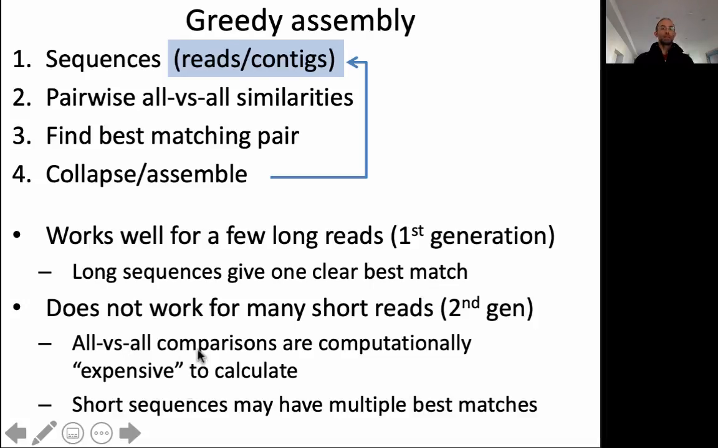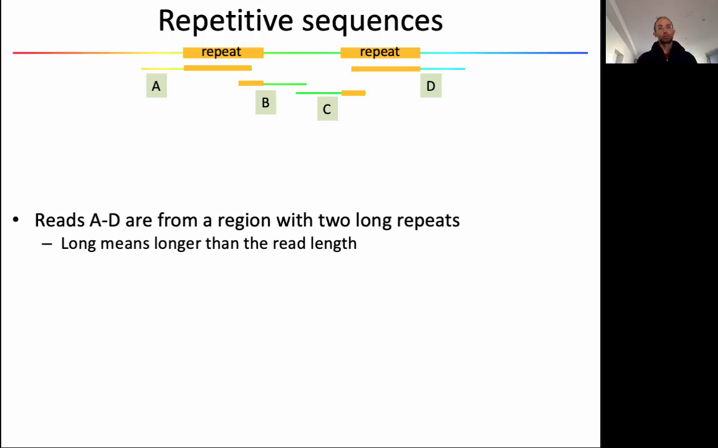And also, if you have many sequences, such as in a second generation sequencing data set, where you have millions or sometimes even billions of sequencing reads from a single sequencing run, the all versus all comparisons that you want to do in step 2 of the greedy assembly algorithm might become very computationally expensive. So this is not a very good approach for de novo assembly of next generation and second generation sequencing data. Then there's another problem, which is also important, given that much of the sequences that we're trying to assemble are relatively short, which is the problem of repetitive sequences.